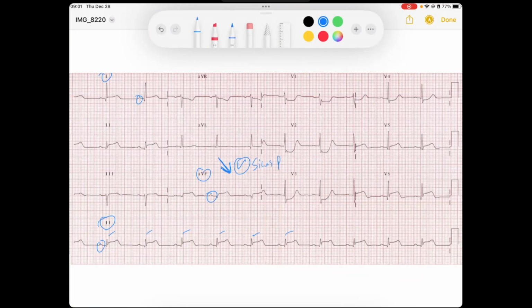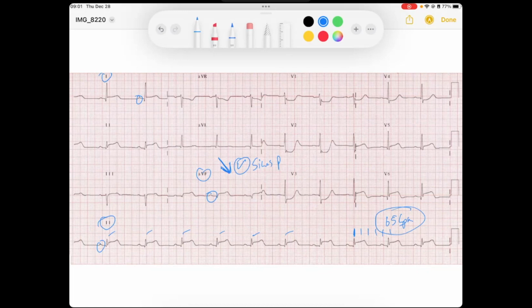Our rate is somewhere, let's find a solid line QRS: 300, 150, 100, 75, 60. This is probably 65 beats per minute, which is in line with how the sinus node typically behaves. So now that we've evaluated our atrial conduction, let's take a look at what our AV node's doing.